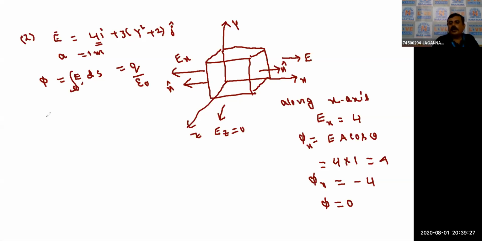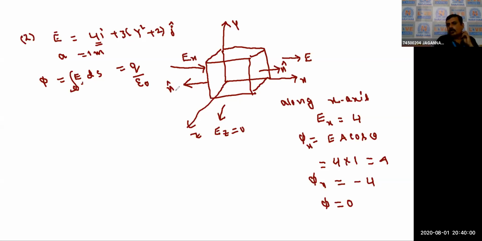Now electric flux along the y-axis. Electric flux along the y-axis means this upper surface and this lower surface. Got the point? Here this is the direction of the electric field. How does it become a minus? This electric field is entering like this. The electric field lines are entering.